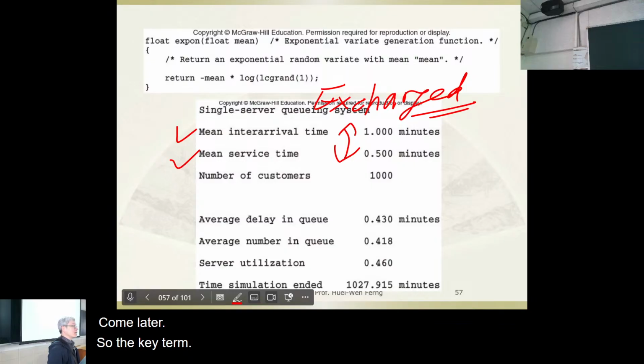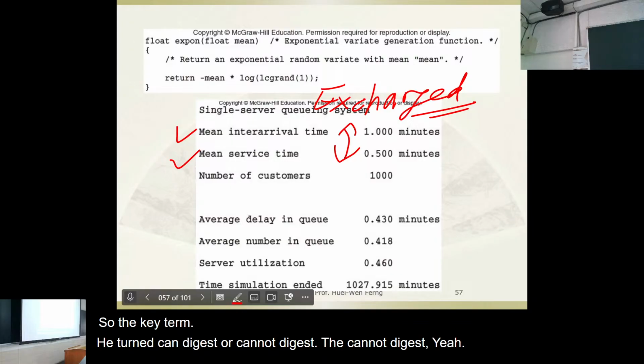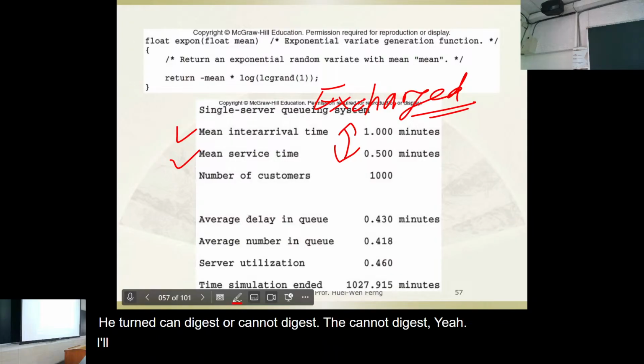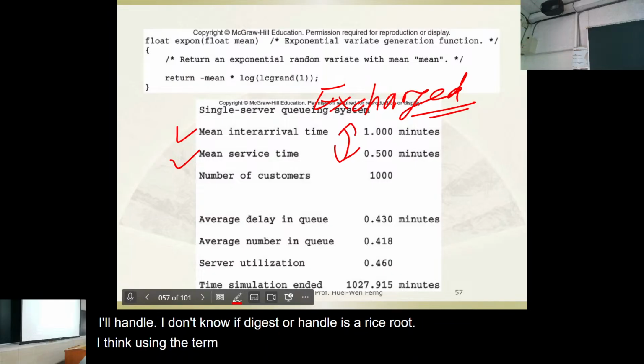Can digest or cannot digest. Yeah, or handle. I don't know if digest or handle is the right word. I think using the term digestion is good.